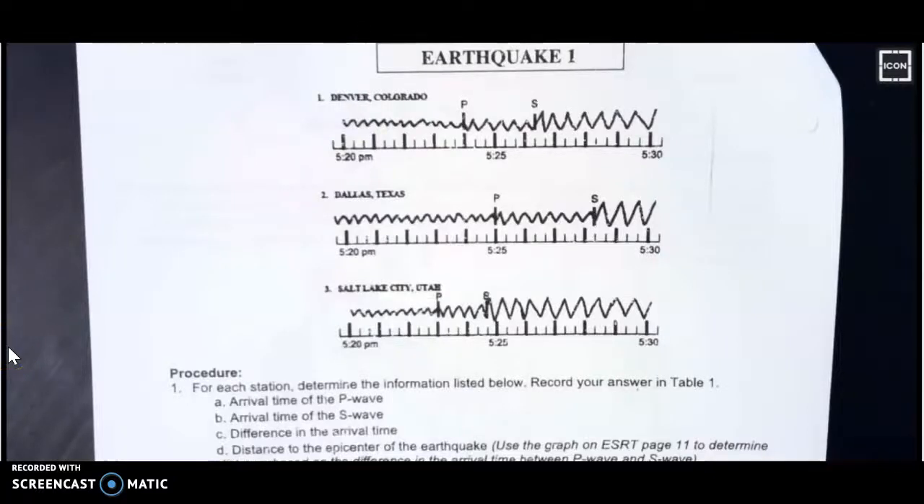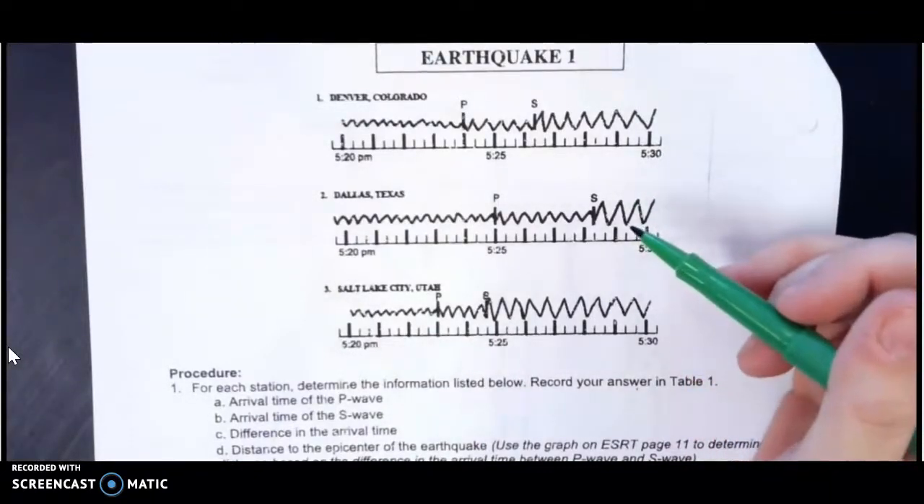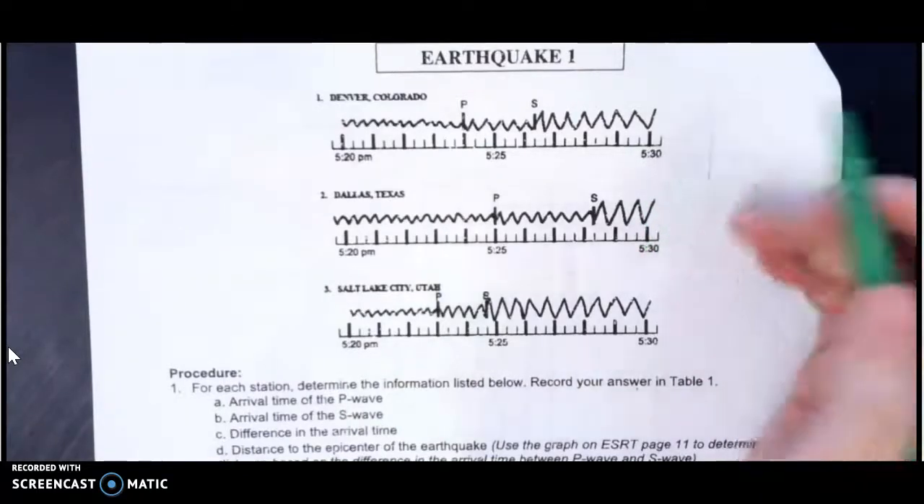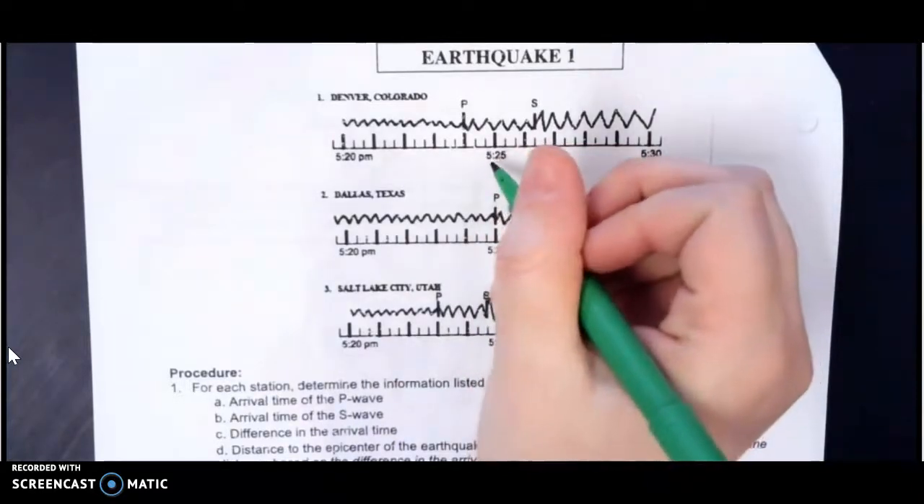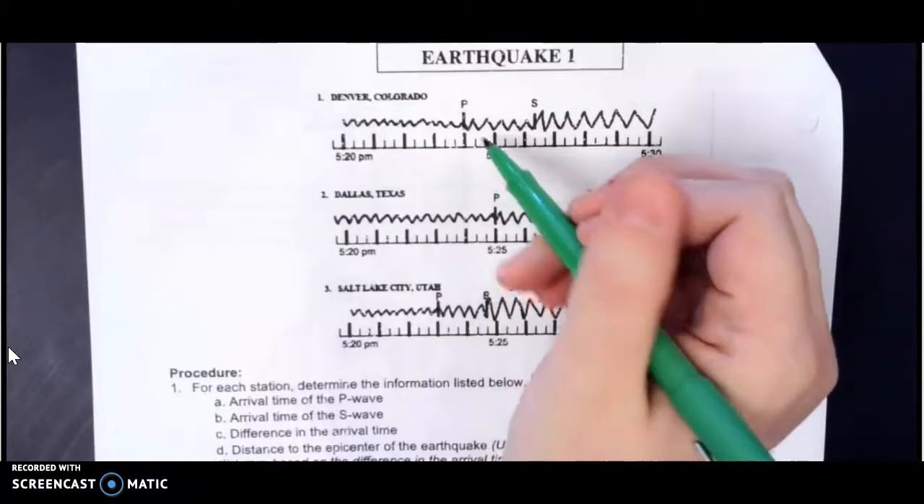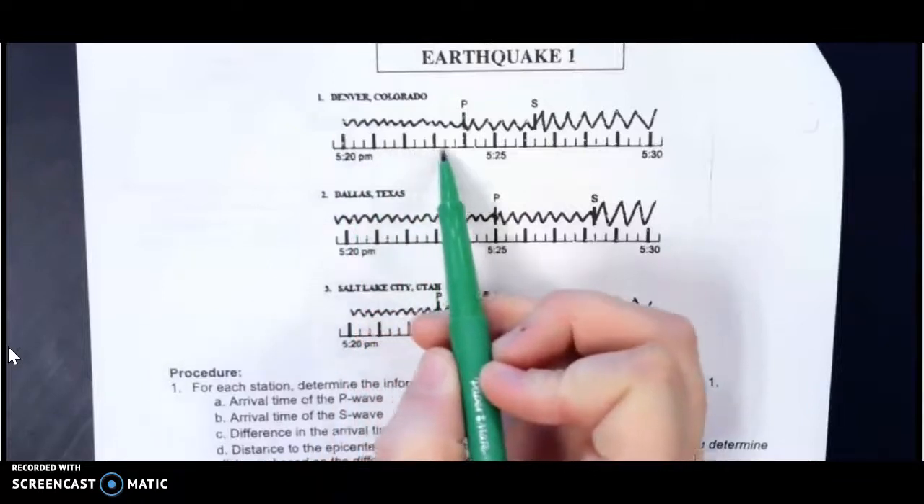So for earthquake lab number 1, and also to find the actual epicenter of an earthquake, we're going to do earthquake number 1 together. So this is a seismograph, and these are broken up just like your ESRT. And these big bolded lines here are minutes. So this is 20, 21, 22, 23, 24.